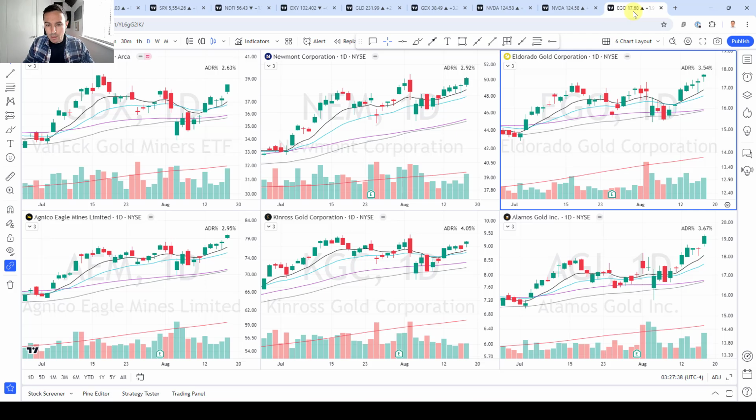We'll then finish off with a couple of precious metal miners, and maybe I'll throw in some other stocks that I'm going to be looking at next week.